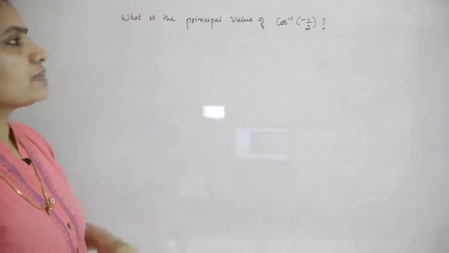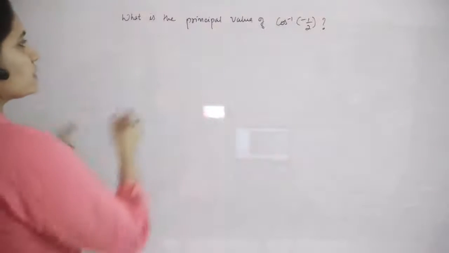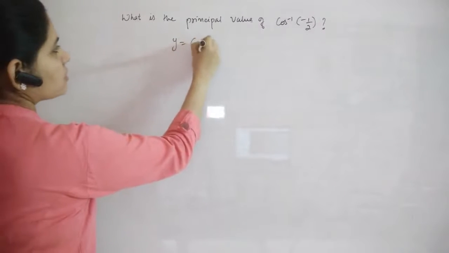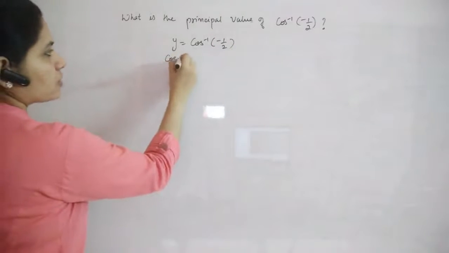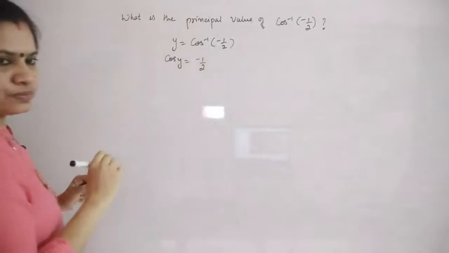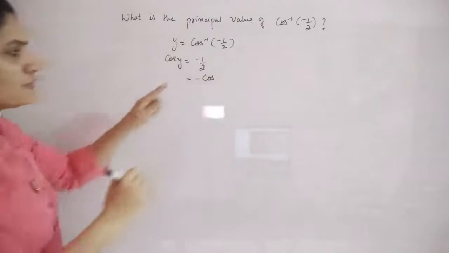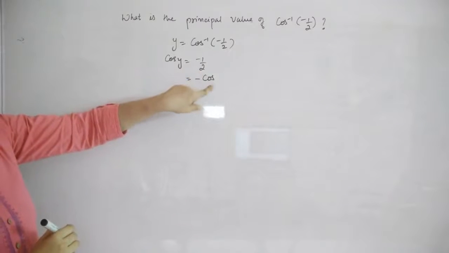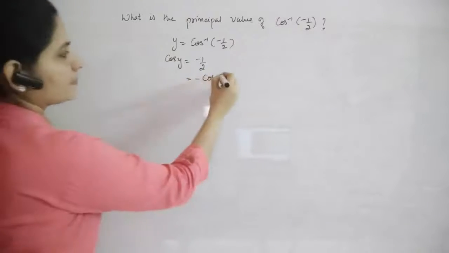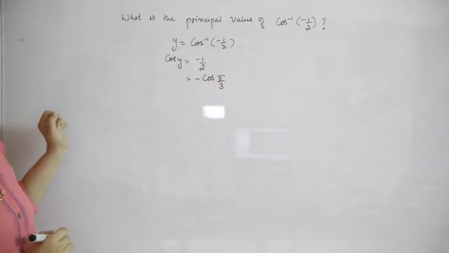First question is, what is the principal value of cos inverse of minus 1 by 2? So first we will take y as cos inverse of minus 1 by 2. Then cos y will be minus 1 by 2. Now you can replace this 1 by 2 as, which angle of cos will give you 1 by 2? So it is pi by 3.